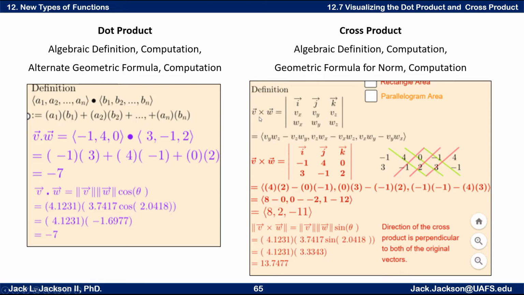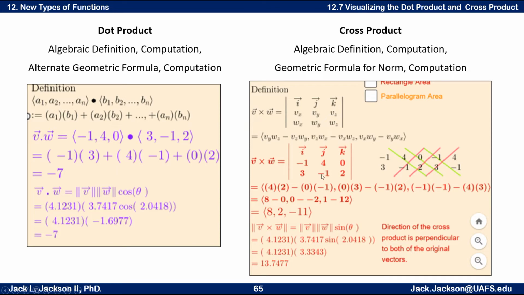So if V is Vx, Vy, Vz, and W is Wx, Wy, Wz, then here's the formula for the cross product. So in this particular one, V is -1, 4, 0 and W is 3, -1, 2. Here's the cross product. Here's a couple ways to do it. Find the minor for i, eliminate this column and this row, and do the determinant here. 4 times 2 minus 0 times -1. That's 8 minus 0, which is 8.